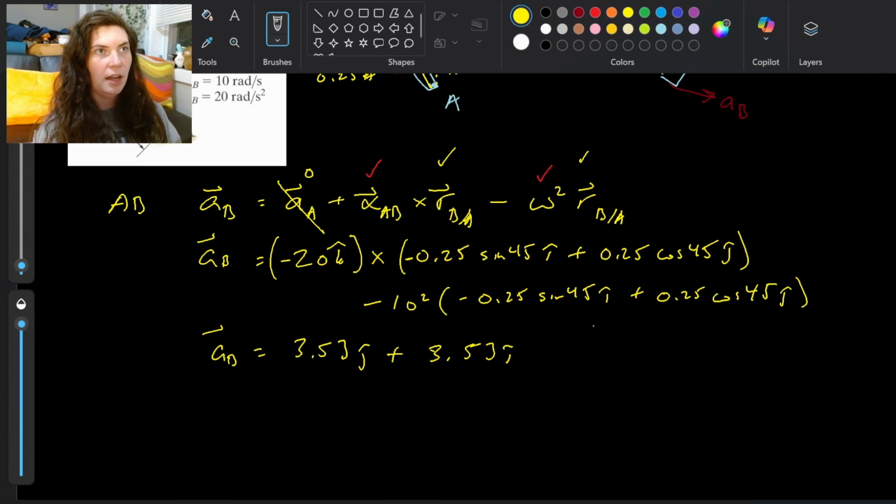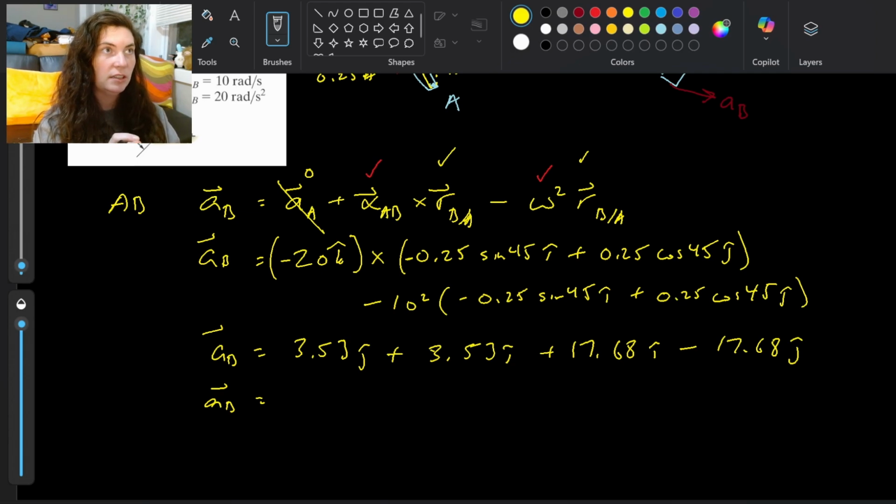Then my 10 squared is going to be 100, and so that's a negative 100 times negative 0.25 sine 45, plus 17.68 i hat. And then I've got a negative 100 times 0.25 times cosine 45, going to give me a negative 17.68 j hat. For an overall acceleration of B, I'm going to keep in this Cartesian form. I'm not going to take the magnitude of it because I know I need to use this again in the BC rod portion.